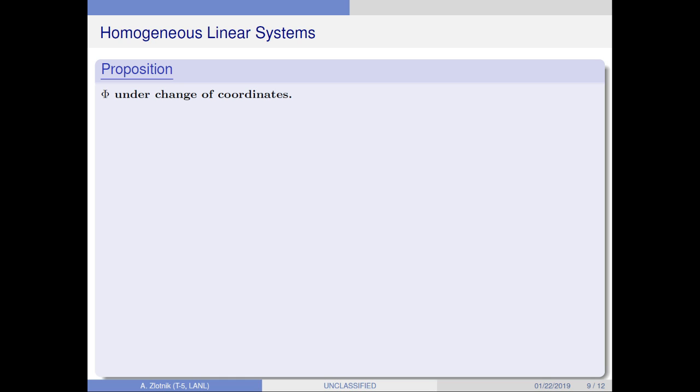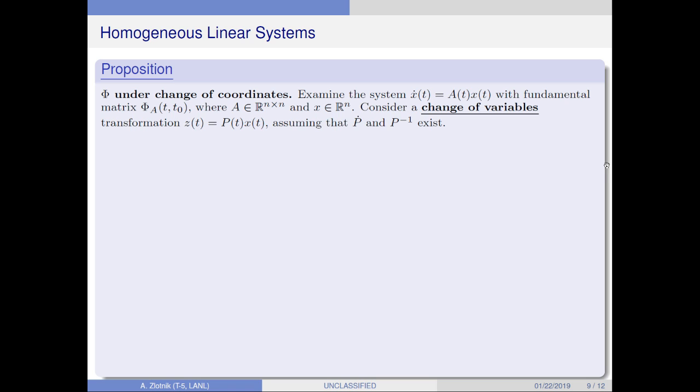Now, let's see what happens with the fundamental matrix under a change of coordinates. So let's examine the system x dot equals Ax with the fundamental matrix phi A, where A is square and x is in Rn. Now let's consider a change of variables transformation z equals P times x, where P is the similarity transform, and for which we assume that P dot, the derivative, exists, and the inverse exists. So it's an invertible linear mapping. Now we wish to find the fundamental matrix phi z for the system in the transformed coordinates z.